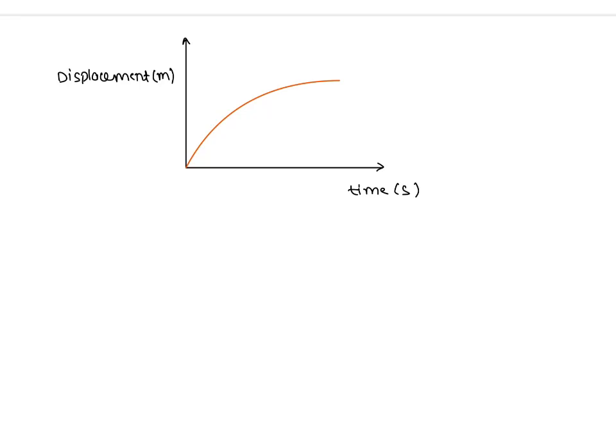Let me explain this displacement time graph. Here displacement is plotted on the y-axis while time is plotted on the x-axis. And this is your graph. So initially, that means at t equal to 0, displacement was 0. And you should know that the slope of a displacement time graph represents velocity, right?